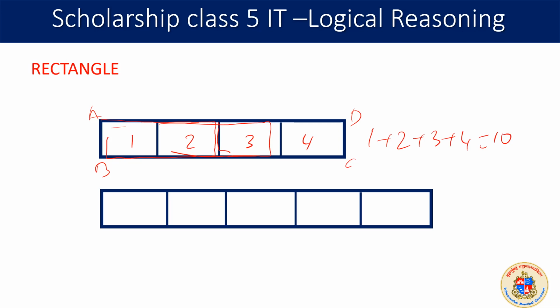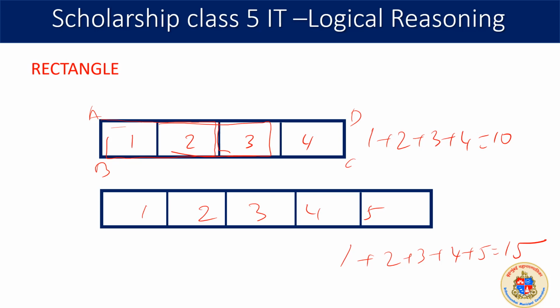If there are bigger rectangles and more divisions, we will simply write 1, 2, 3, 4, 5 and add 1 plus 2 plus 3 plus 4 plus 5, which is equal to 15 rectangles are possible. So whenever you get time, draw a rectangle and find out how these 15 are possible.